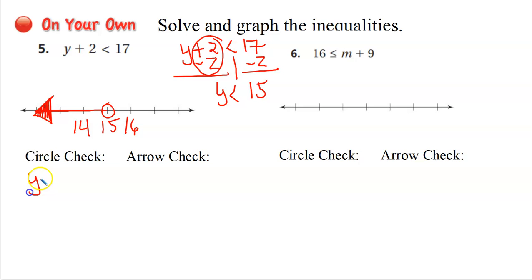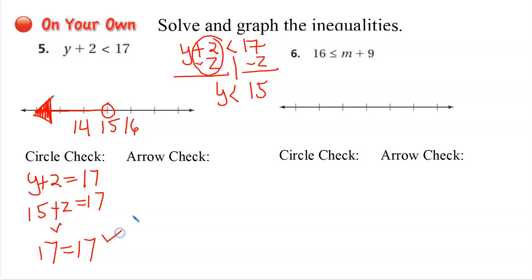Circle check. y plus 2 has to be equal to 17. Plug in the 15 where my circle is. I did the math correctly to get the circle. Check my arrow. y plus 2 is less than 17. I think I'll pick 10. That's an easy number. 10 plus 2 is less than 17. Yes, 12.